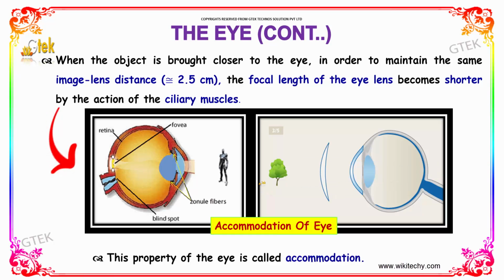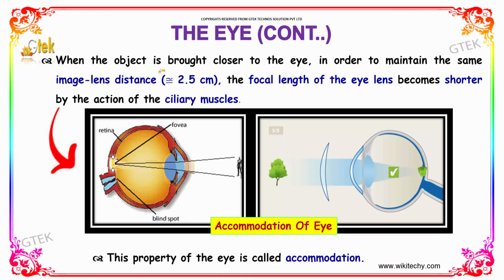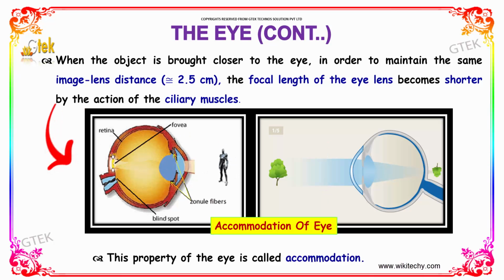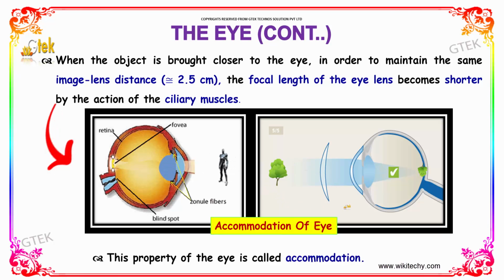In general, when the object is brought closer to the eye, in order to maintain the same image distance, which is about 2.5 cm, the focal length of the eye lens becomes shorter by the action of ciliary muscles. So this is a real-time depiction of the accommodation of the eye. This property of the eye is called accommodation.